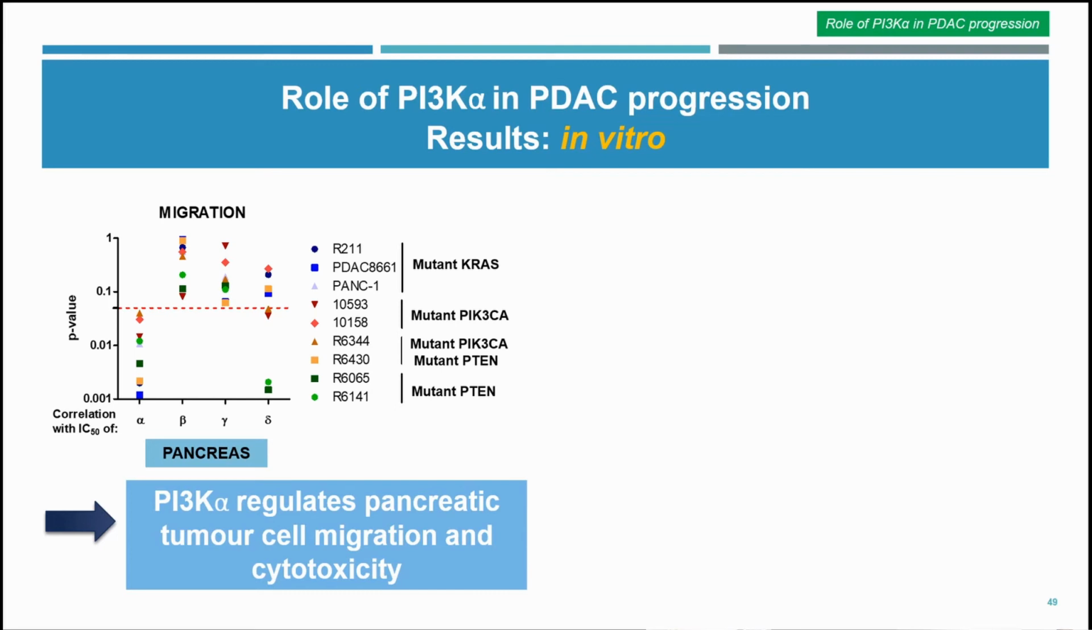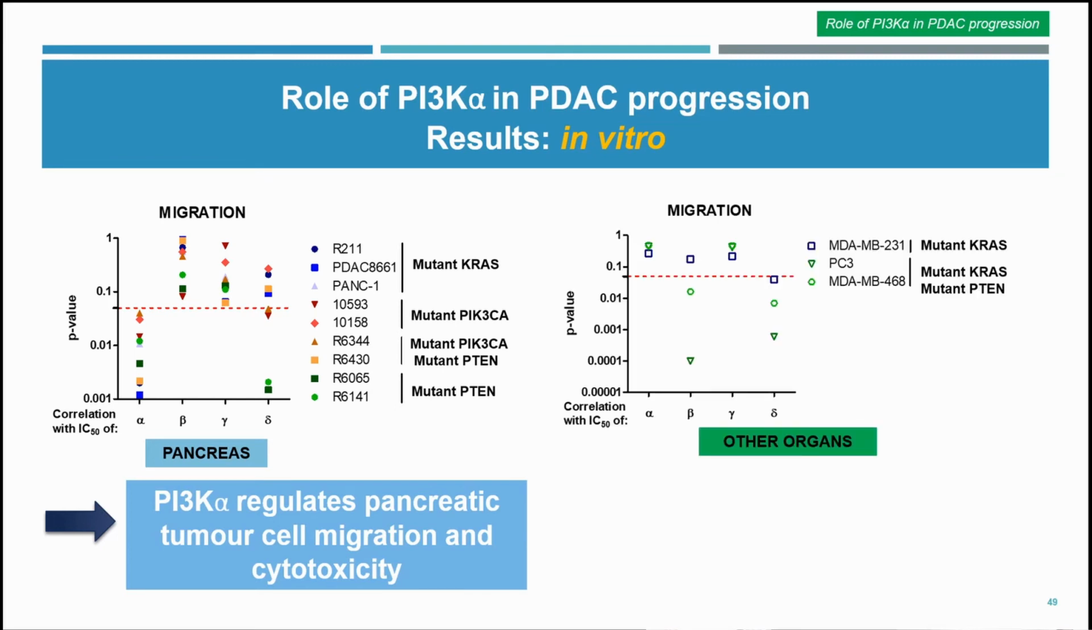So we tested the same thing using different cell lines from different organs, and what we observed was not the same. For other organs, that means also for other cancers, the PI3K isoform that is going to drive migration will change depending on the organ and on the mutational context.